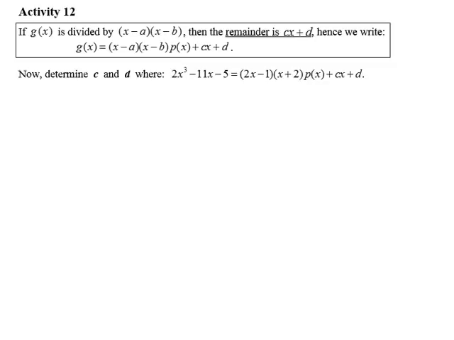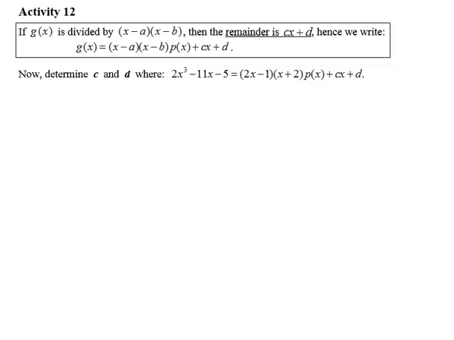In activity 12, we are told that if g(x) is divided by (x minus a)(x minus b), then the remainder is given by cx plus d. Note that in this case, we're not dividing by a linear factor anymore, but by the product of two linear factors, which is actually a quadratic expression. If you divide by a quadratic expression, your remainder will not necessarily be free of x, but it must be of a degree lower than a quadratic expression, and therefore of the form cx plus d.